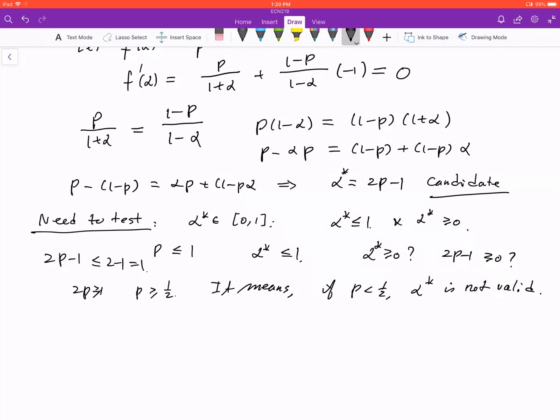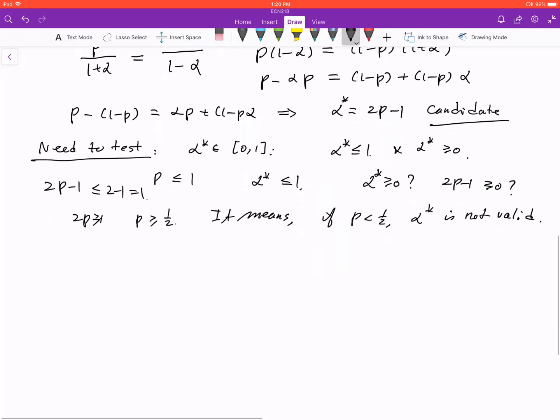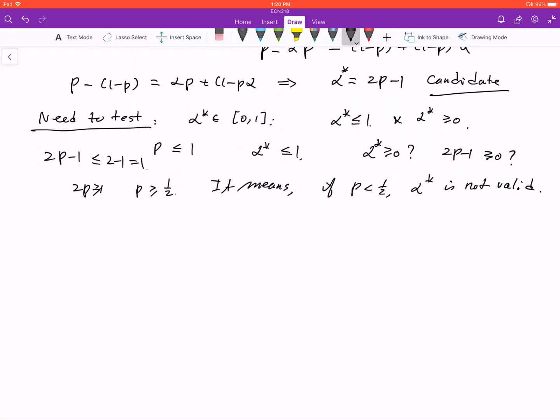Okay. So now what it means is that we have to solve this problem in two different cases. The first case is when p is bigger than or equal to 1/2. Here we have three candidates. We always have the end points. That means we have 0 and alpha star and 1. But on the other hand, it's easy to check. It's easy to see.